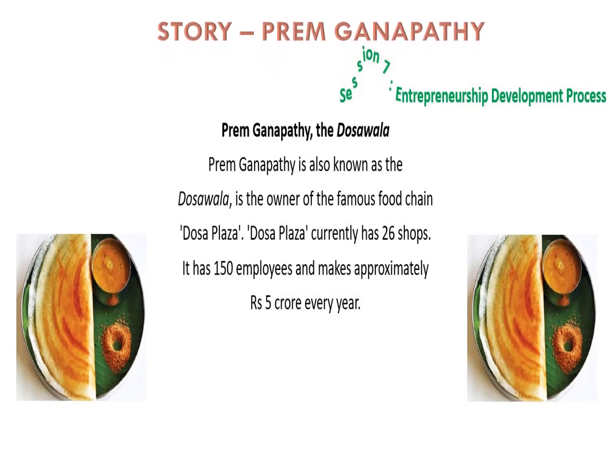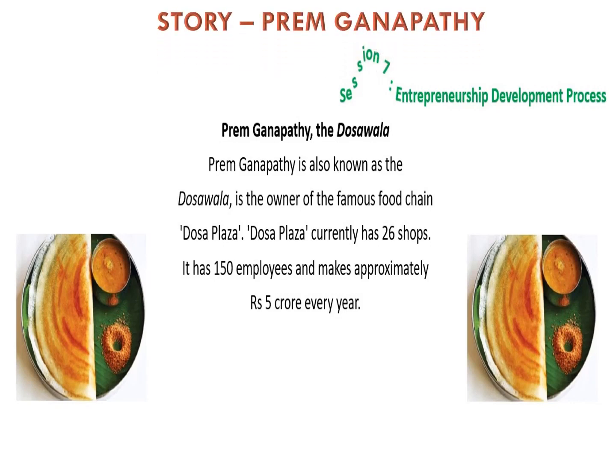Prem Ganapati, the Dosa Wala. Prem Ganapati, also known as the Dosa Wala, is the owner of the famous food chain Dosa Plaza. Dosa Plaza currently has 26 shops. It has 150 employees and makes approximately rupees 5 crore every year.